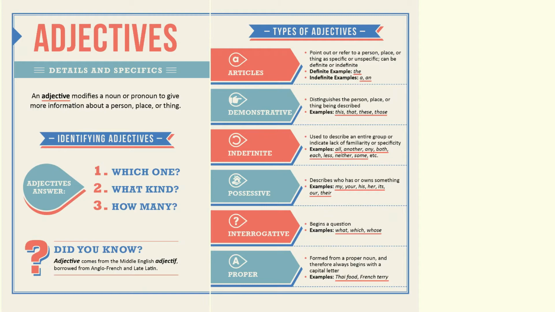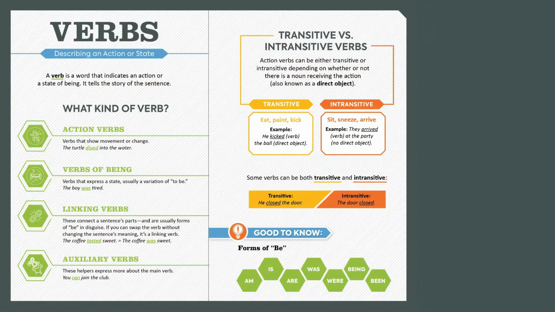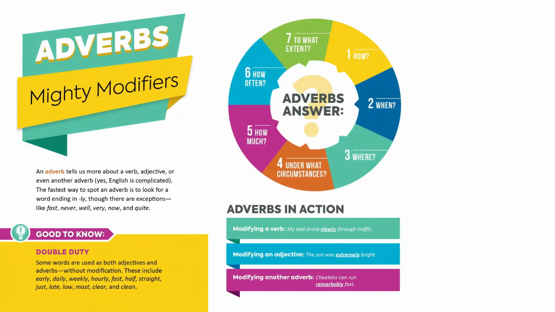Adjectives. An adjective modifies a noun or a pronoun to give more information about a person, place, or thing. Verbs. A verb is a word that indicates an action or a state of being. It tells the story of the sentence.